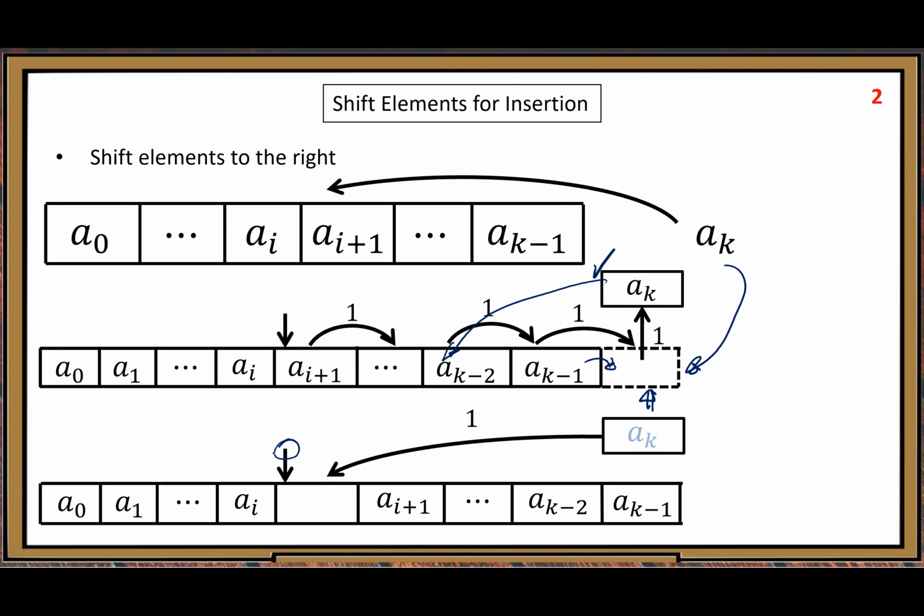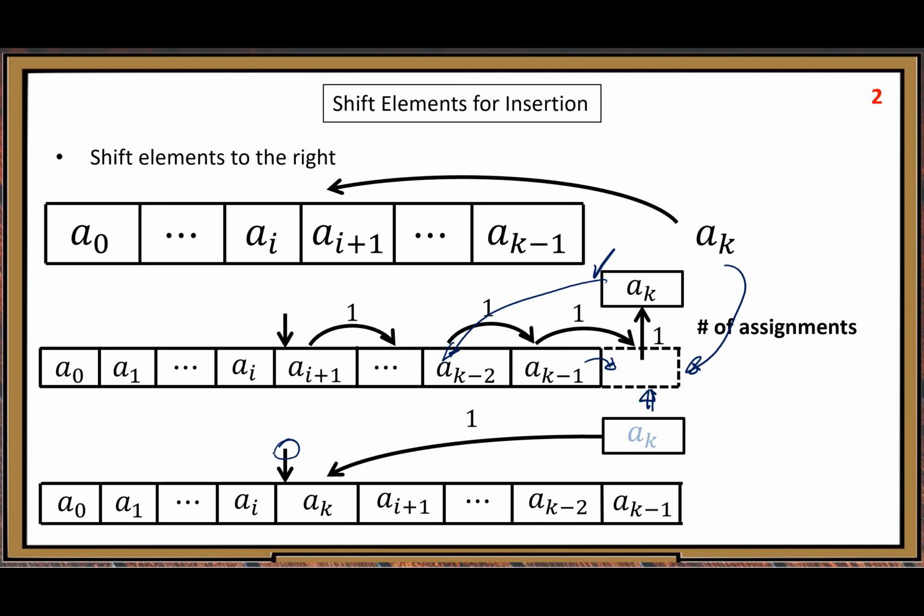This idea and method is called insertion sort. Insertion sort. Okay, so we complete this step.